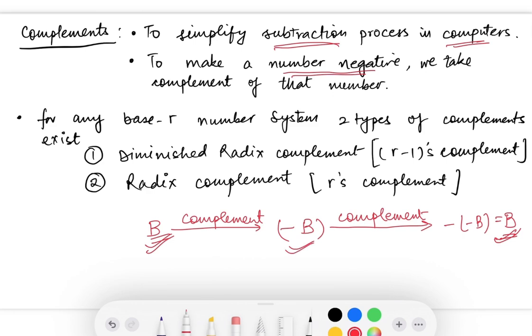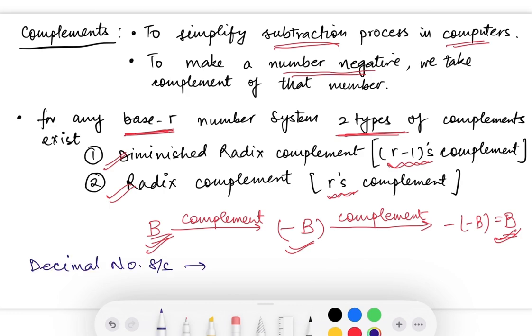Okay, so how many types of complement are there? There are two types of complements. First one is diminished radix complement, which is also called r minus 1's complement. Second one is radix complement, which is also called r's complement. What is r here? R is the base of that number system. That means for any number system which has base r, there are two types of complement, r minus 1's complement and r's complement. For example, for a decimal number system, r is equal to 10. That means there are two types of complement. One is 9's complement and the second one is 10's complement.